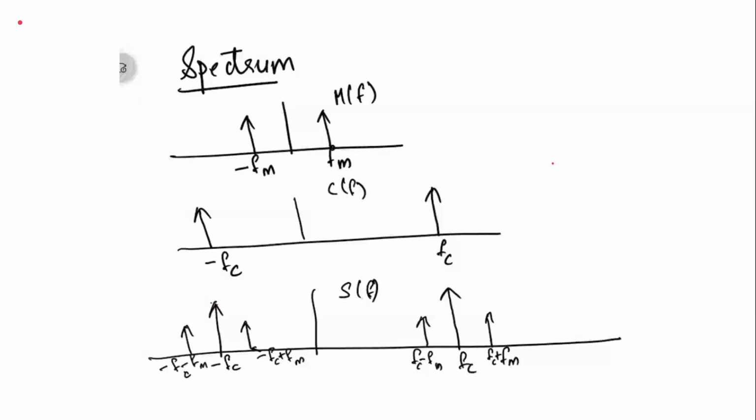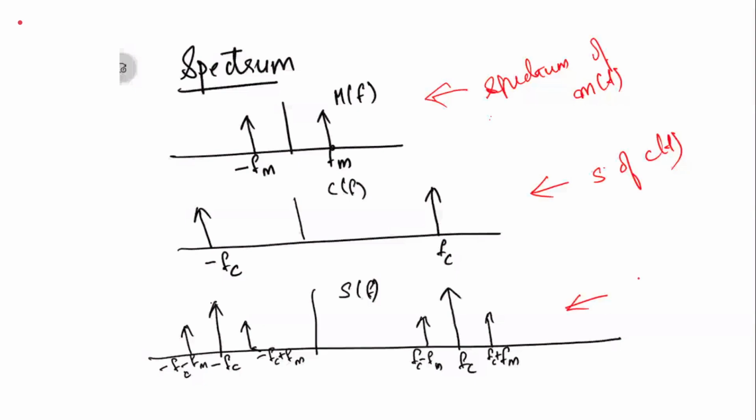And this is a spectrum. See, M of f, this is the spectrum of the message signal m of t. This is the spectrum for c of t. And this is the spectrum for the modulated signal. I had only two frequencies, FM and FC, but in the output I have three frequencies: FC, FC plus FM, and FC minus FM. And the direct FM component is not seen at all. The information about the message signal lies in the difference between FC and FC minus FM. Getting the point?